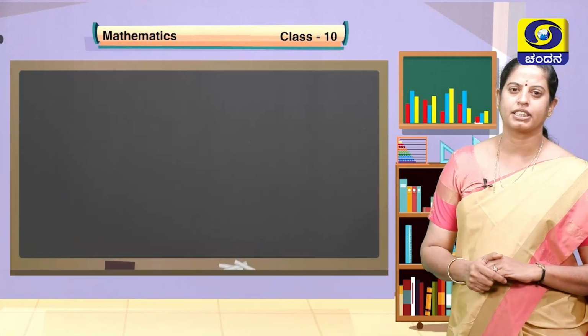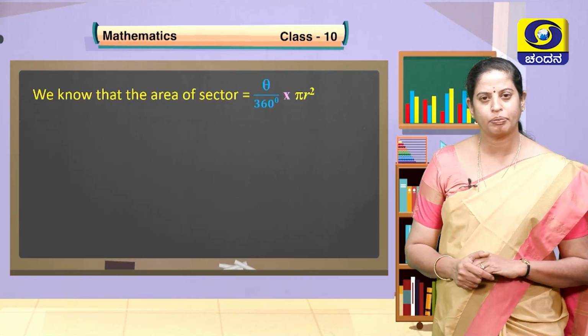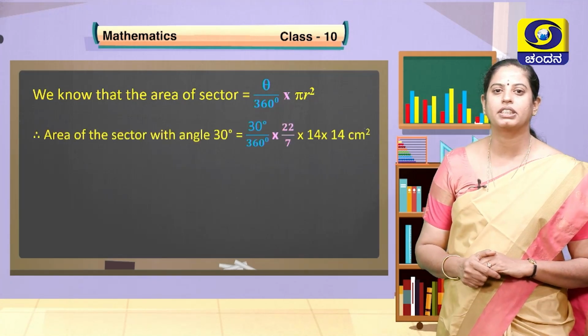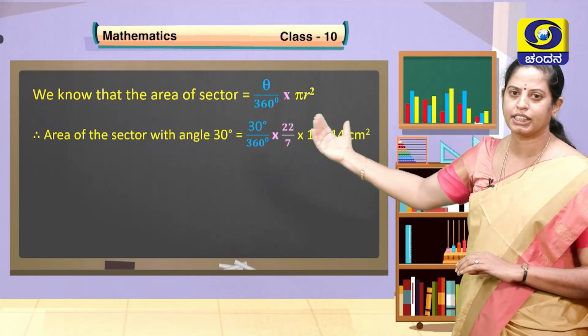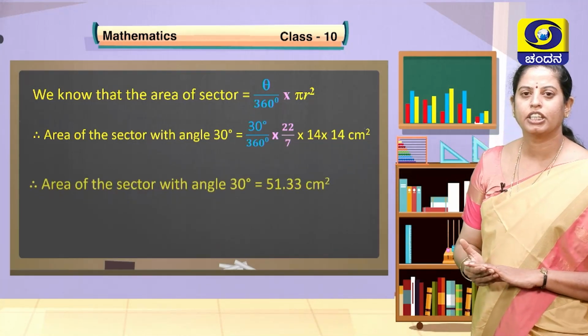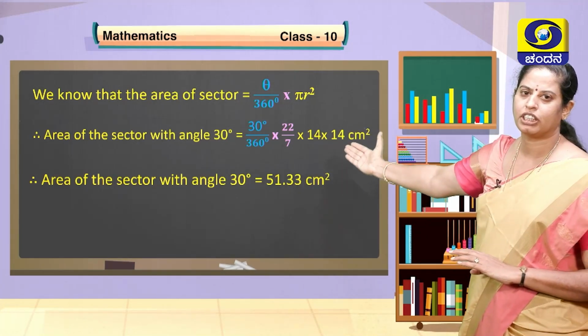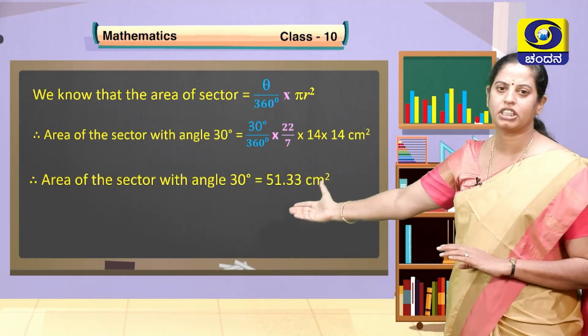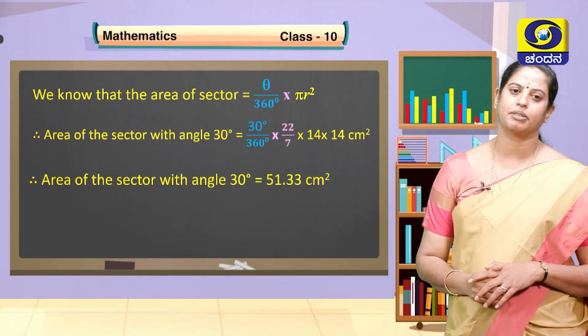Let us solve this. So, area of the sector is given by theta by 360 into pi r square. How much angle is described? It is 30 degree by 360 degree into value of pi is 22 by 7 and r square means 14 into 14. On simplification, we are going to get 51.33 centimeter square.